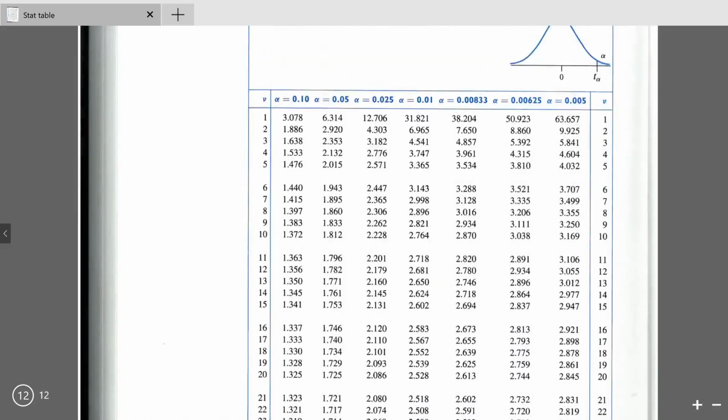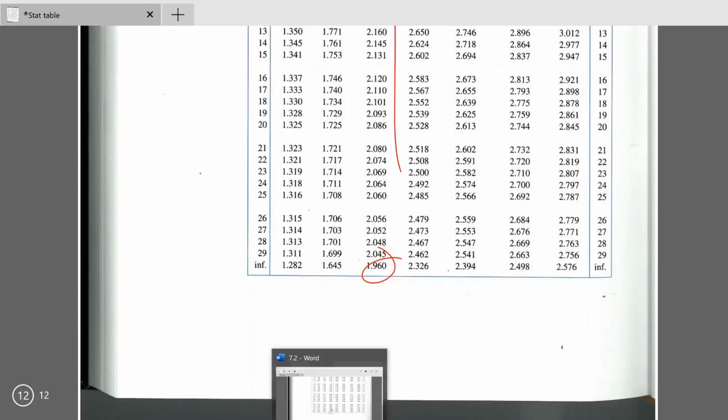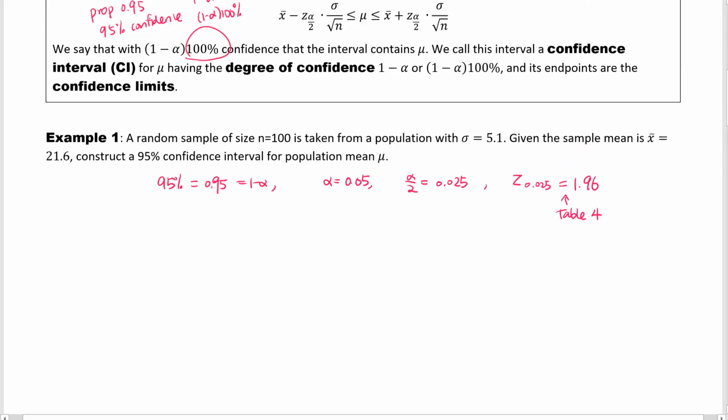So alpha is 0.025. So 1.96. So this is 1.96. So far, so good, everybody? Okay, this is by table 4, the last row. Okay, the Z alpha values. And then by the formula, okay, by the formula of the confidence interval.